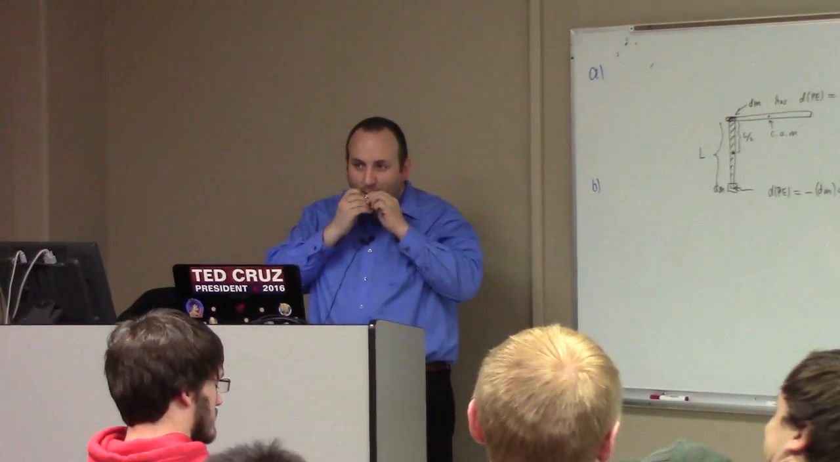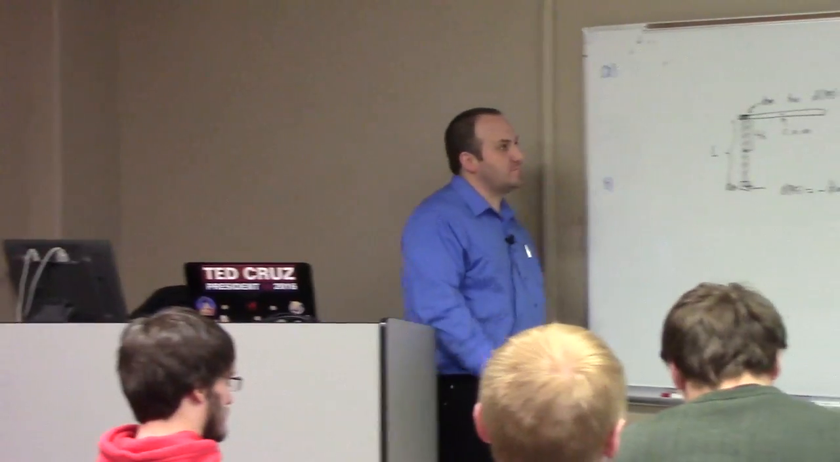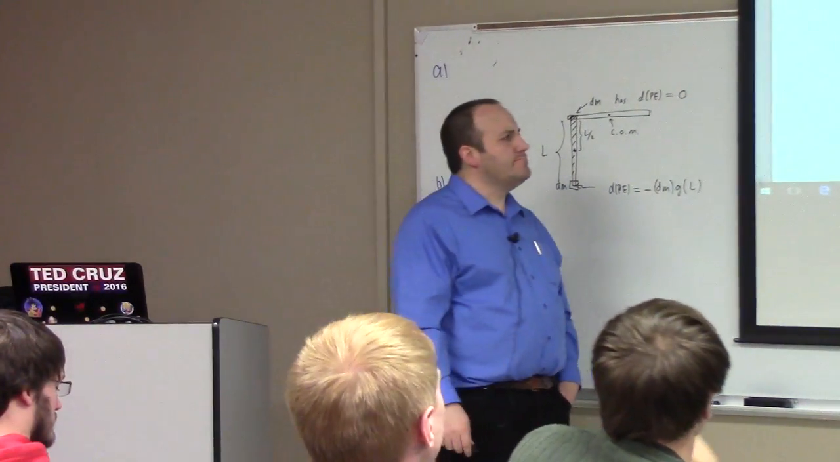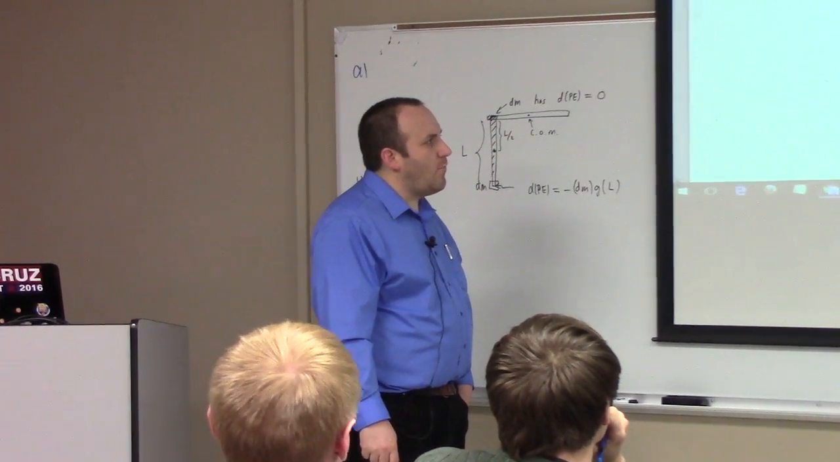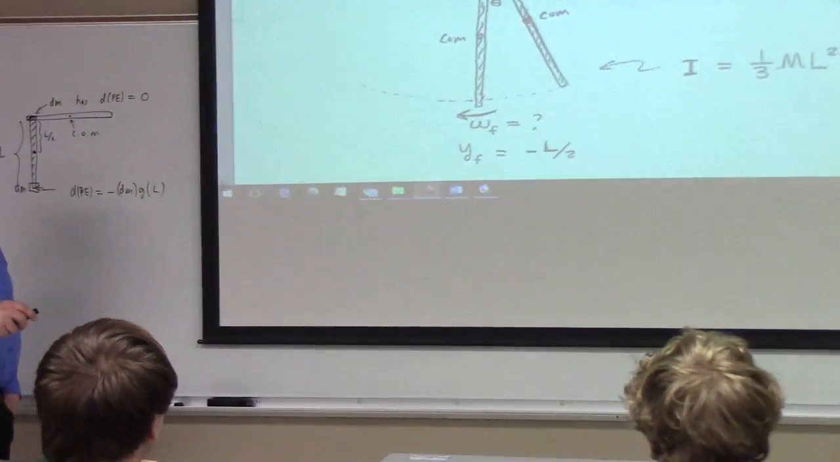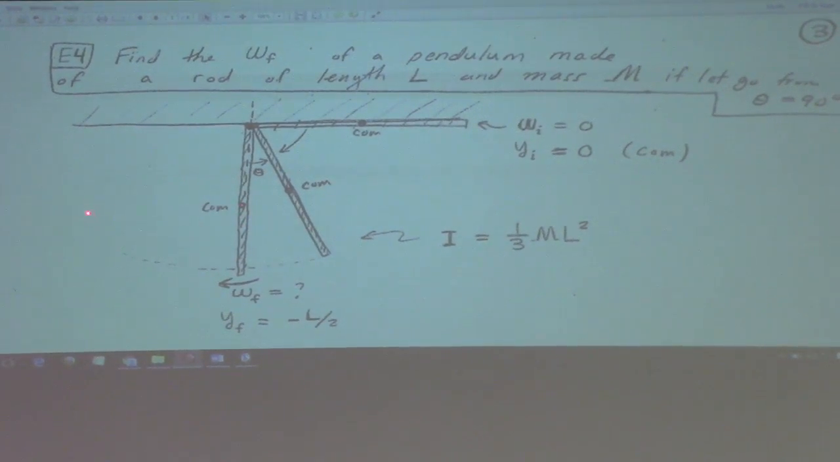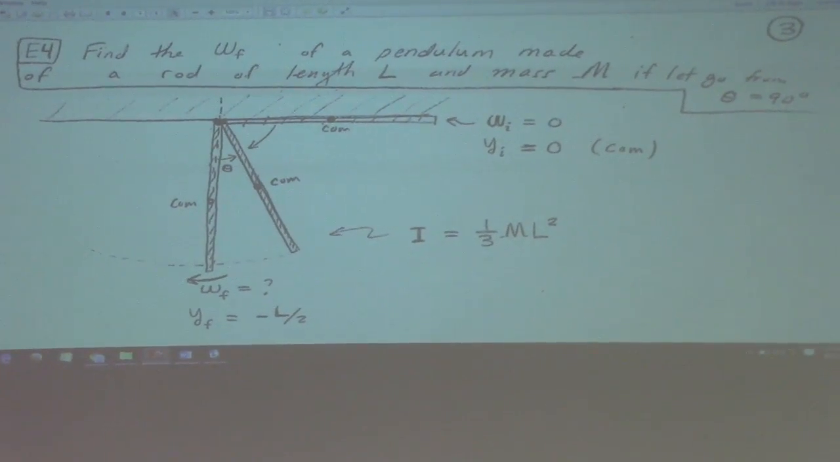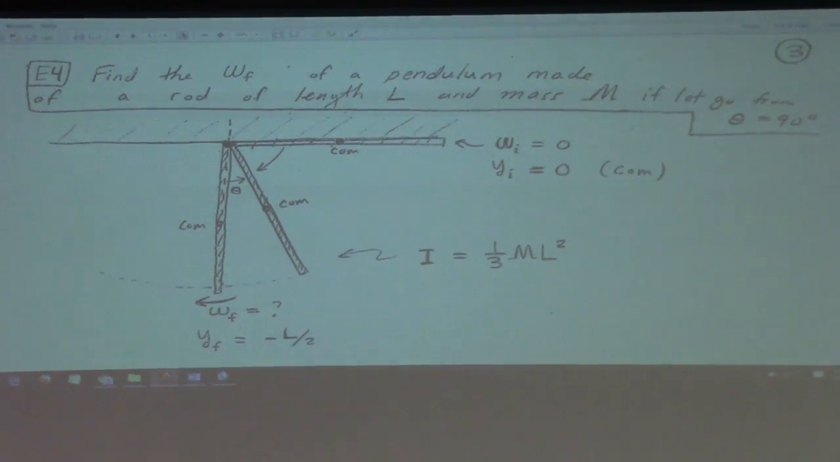Yes, sir. Would we get the same answer if we made the initial height L over 2 and made the final height zero? I suppose so. So this is y equals L over 2, and that is y equals 0. That's interesting. Yes, of course. You have this freedom to adjust the potential energy to be 0 wherever you want.